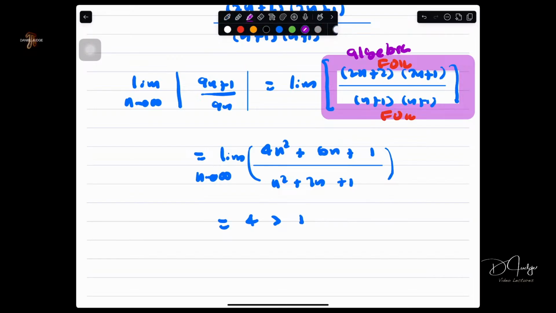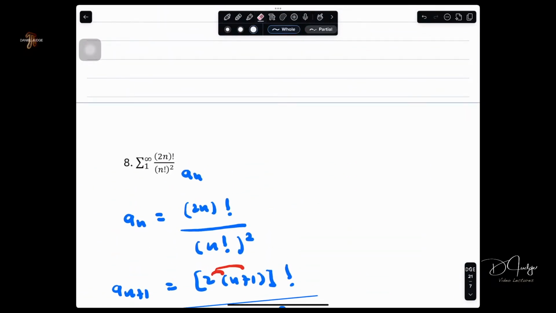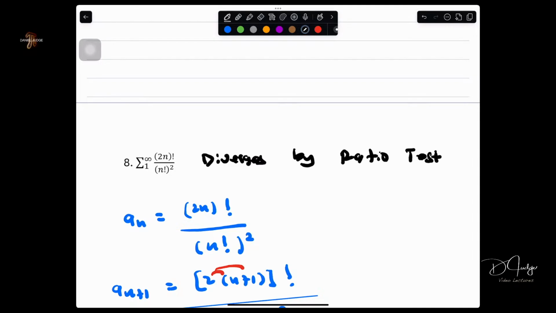And that is strictly bigger than 1. So because 4 is bigger than 1, we got divergence now. So this series diverges by the ratio test.